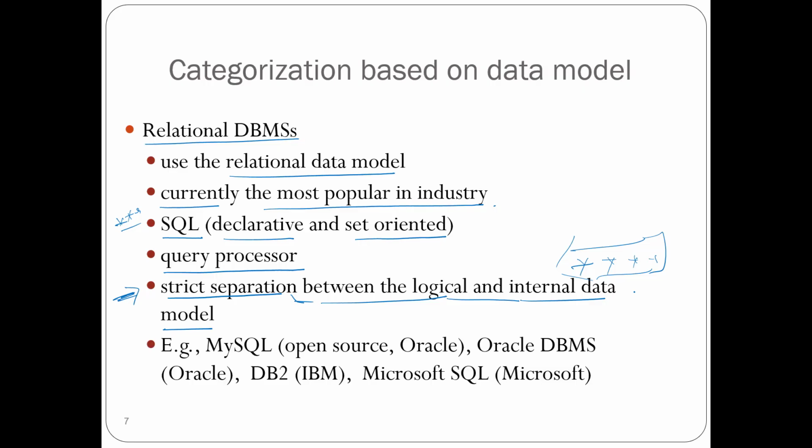Now, you should know some relational DBMS. Here are some examples. MySQL, which is an open source DBMS, is an example of relational DBMS. It is supported by Oracle. Oracle has another DBMS, which is called Oracle itself. Then we have a relational DBMS by IBM, called DB2. Microsoft also has a relational DBMS, called Microsoft SQL Server.